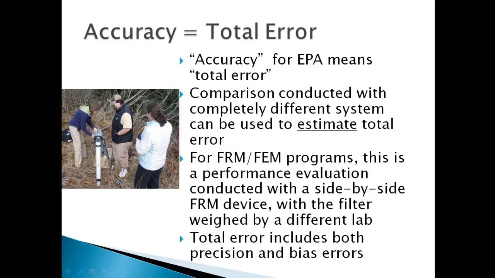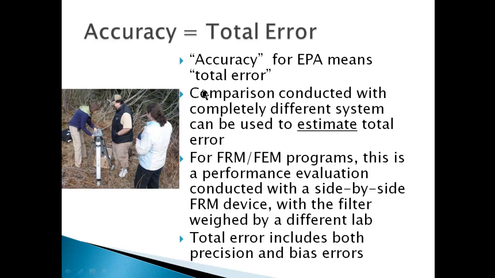They're supposed to be the right ones. They compare with you, and if you're off, then that's an estimate of your total error. Remember, total error, because you might be just high that day or a little low that day due to precision. The total error includes both precision and bias errors.